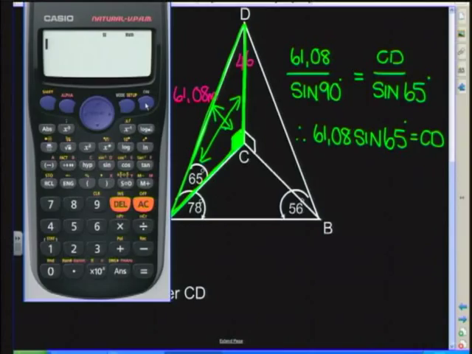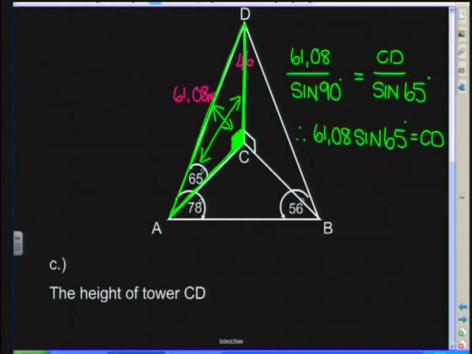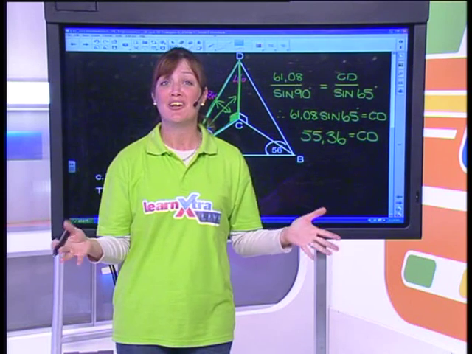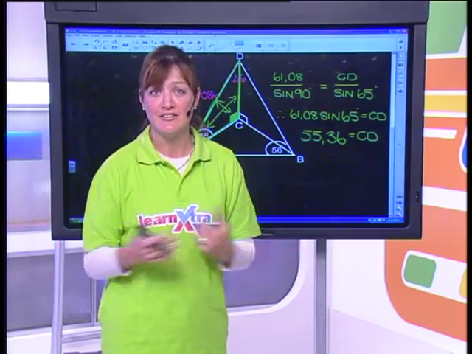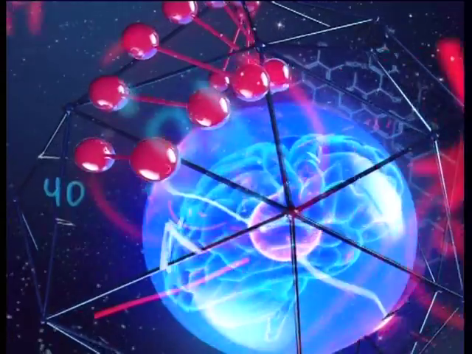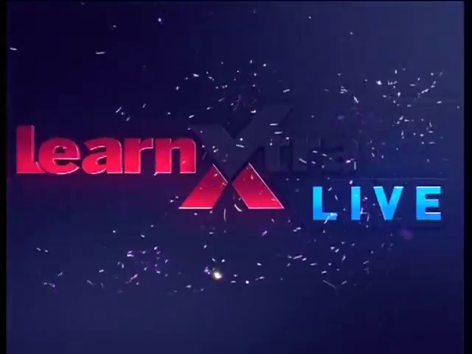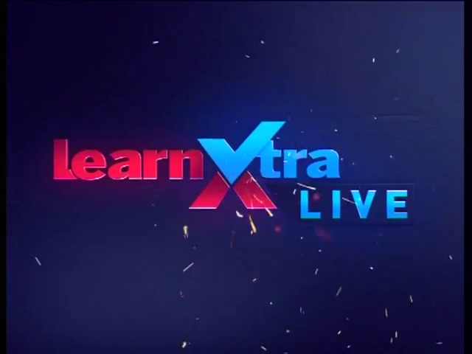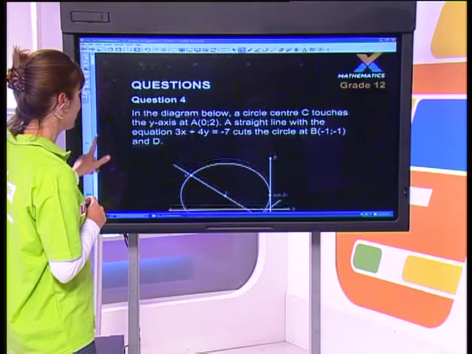So we've got 61.08 multiplied by sine of 65 degrees, and that gives 55.36. 55.36 is the length from C to D. Okay, so there we go. That was all the sine rule. There was no need for us to use the cos rule for that question. We're going to move on to the next question.